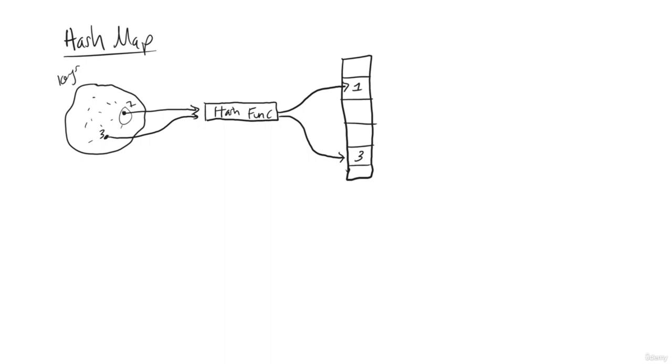And so this is the general idea we have of what hashing means. We have a hash table. I can write that a little bit better. A hash table. We have our keys, we have our hash function.